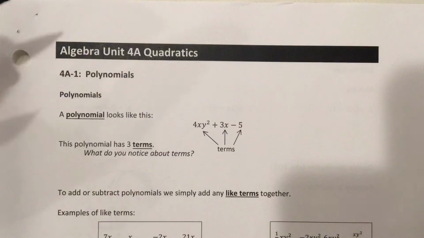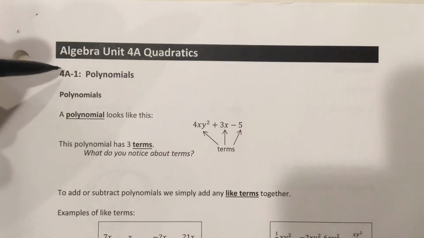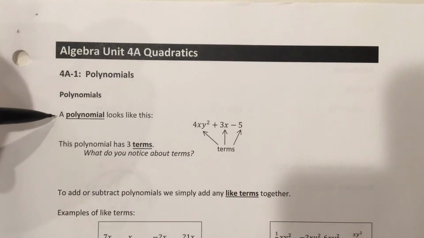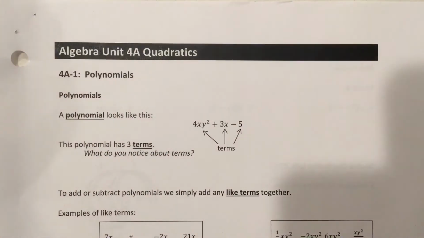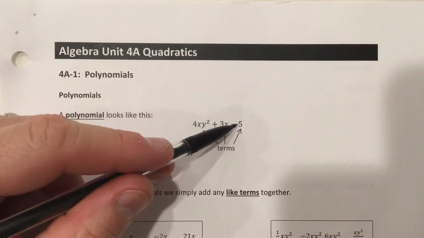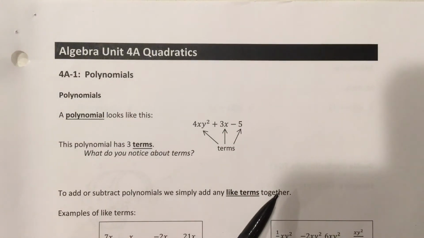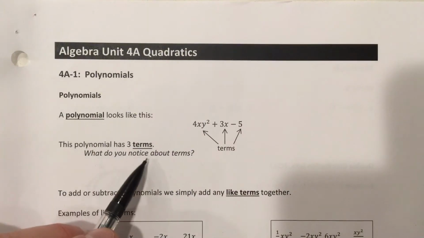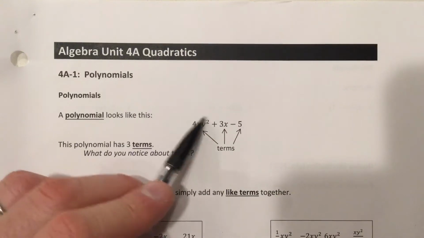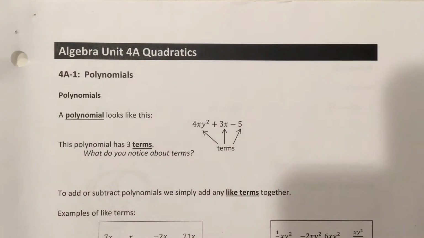So, anyway, chapter 4, there's kind of two parts. This is 4A. 4A is polynomials, and this should seem semi-reviewed to you. Looking at the definition of a polynomial, this is what a polynomial looks like. And 4xy squared plus 3x minus 5 is an example of a polynomial. This polynomial has three terms: 4xy squared is a term, 3x is a term, and negative 5 is a term.